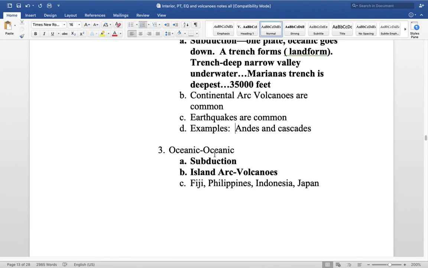Finally, you can have oceanic convergence. Same thing's going to happen. You're going to have subduction. Now you're thinking, well, but wait a second, both plates are ocean. Right. Usually what happens is it's going to be the older plate that subducts.